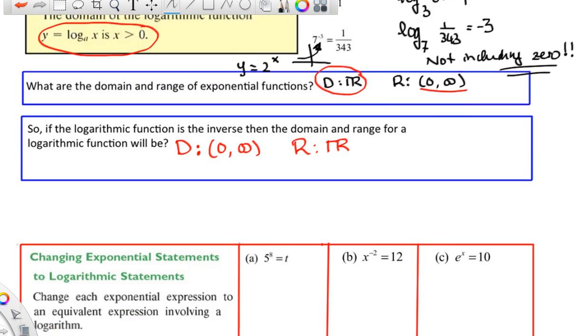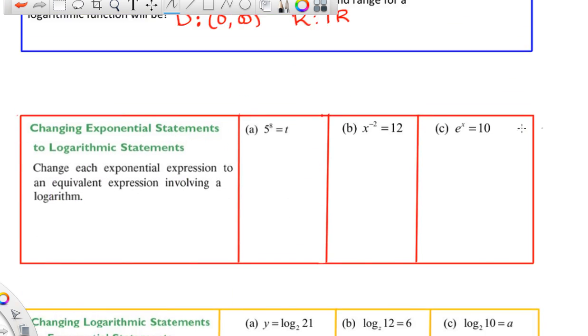Okay, let's do a little more practice in rewriting. So changing an exponential to the logarithmic equivalent. So how do you do this? Well, keep in mind that this is the base you're looking for, right? So the log base 5 of t is equal to 8, because I did say a while back that logarithms are exponents, so the answer must be an exponent. So the exponent is the answer. Okay, so here the log base x of 12 is negative 2.